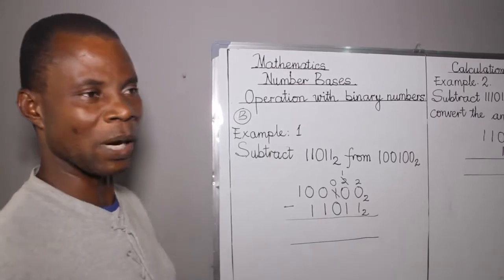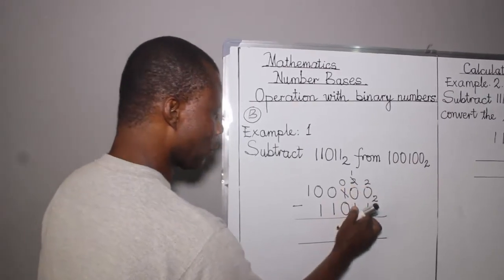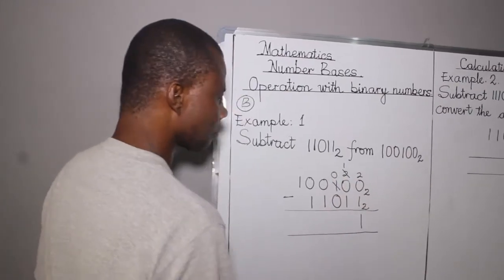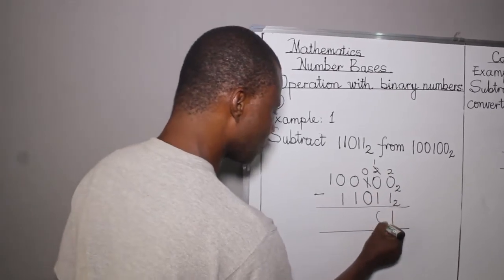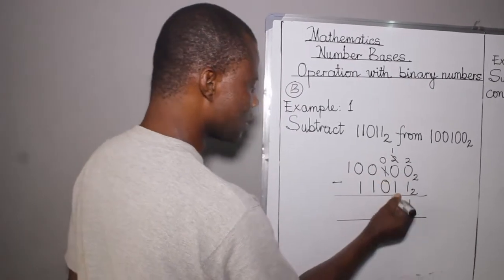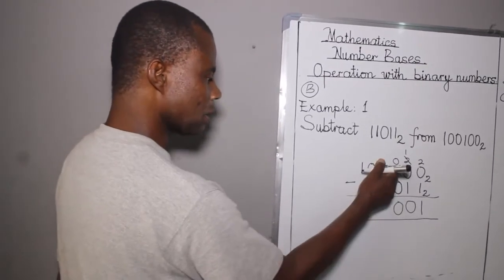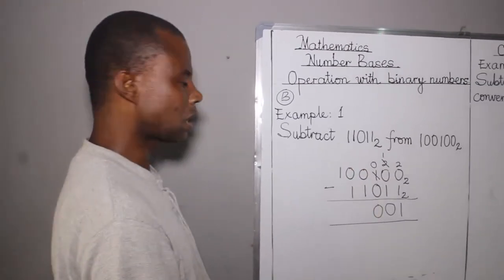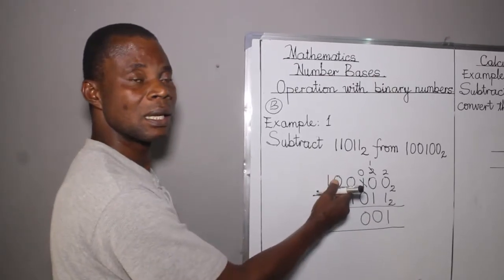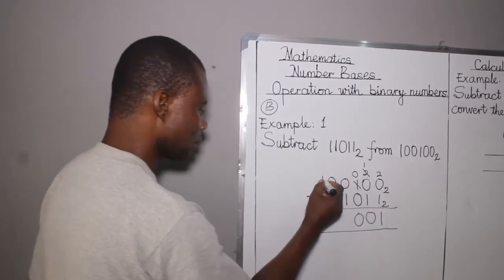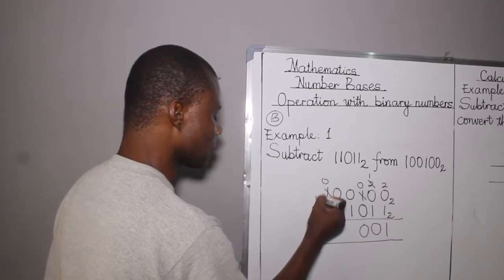Now I start my subtraction. 2 take away 1, I have 1. 1 take away 1, I have 0. 0 take away 0, I have 0. I move further. 0 again take away 1, it's not possible. I move down to the next digit. Still 0, I move further. Carry 1 from here, I have 0 left.